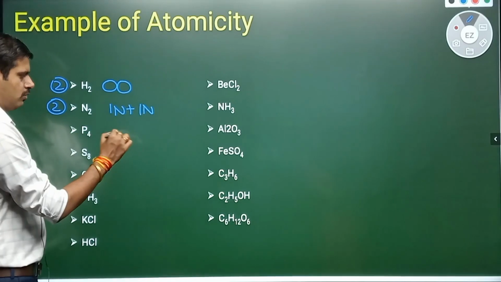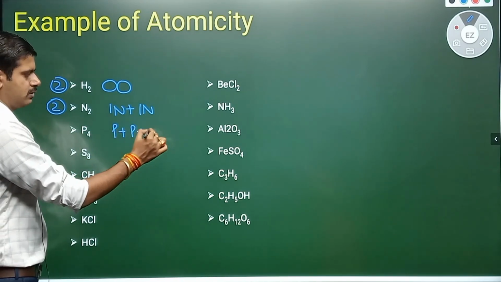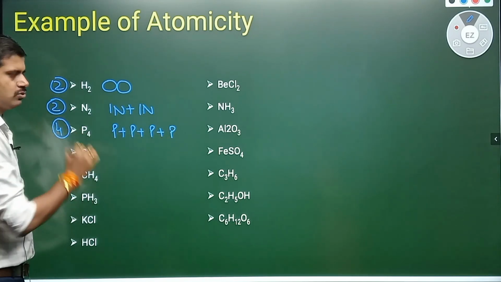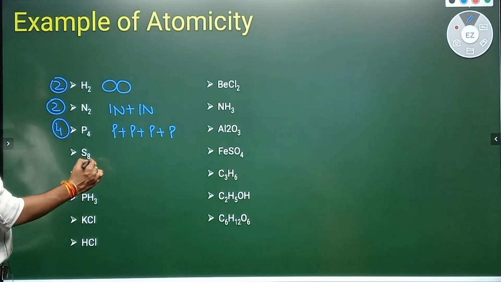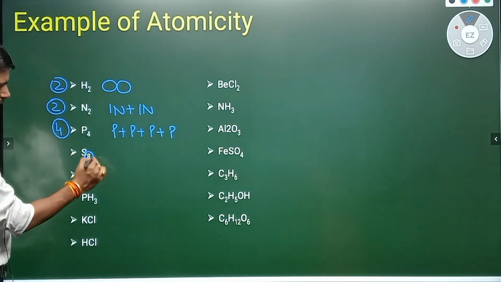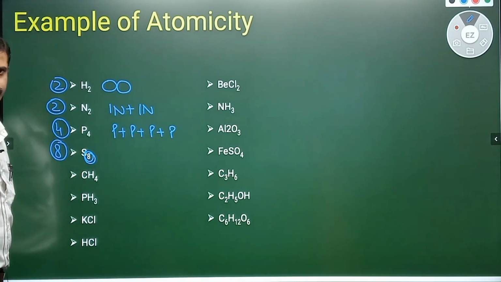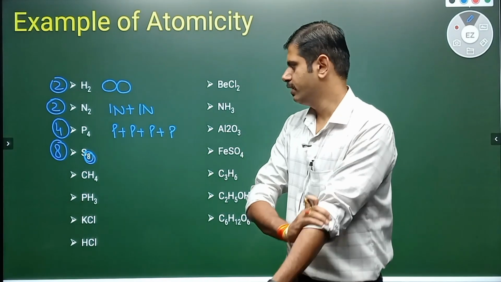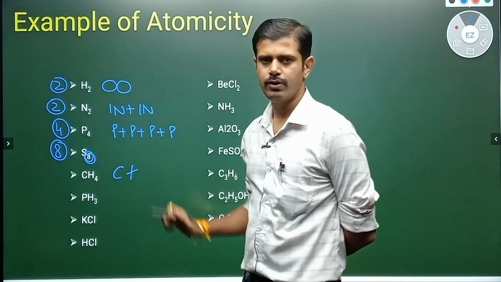While P4, there are 4 phosphorus: 1 phosphorus, another phosphorus, another phosphorus, another phosphorus. The atomicity here is 4. Clear? Now S8, the number itself is 8 here. Here the atomicity will be 8. When it comes to CH4, here we have 1 carbon atom plus 4 hydrogen atoms.